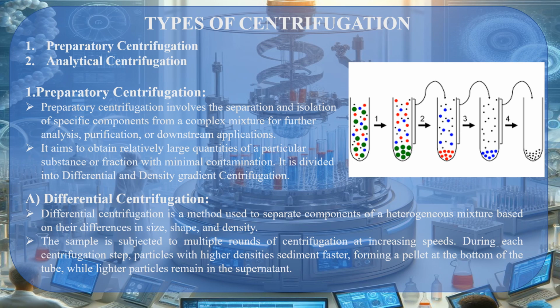First is differential centrifugation. Differential is a method used to separate components of heterogeneous mixtures based on their differences in size, shape, and density. Samples are subjected to multiple rounds of centrifugation at increasing speeds. During each centrifugation step, particles with higher densities sediment faster and form a pellet at the bottom of the tube, while lighter particles remain in the supernatant.